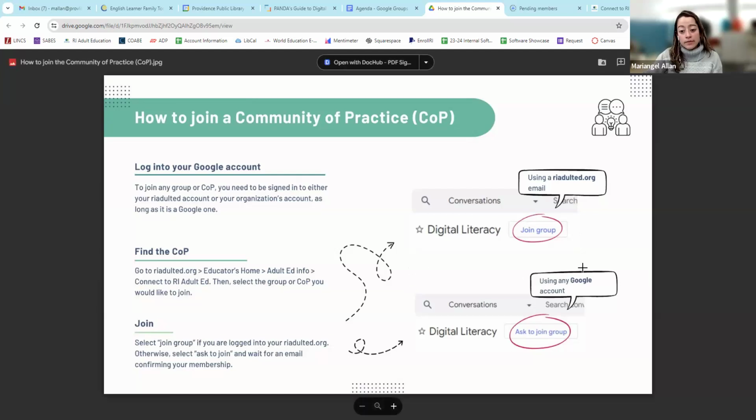Now, if you use any other Google account, like just happened to Cheryl, you will see "ask to join group." Then same thing, you will select that and ask to join the group. That is when it will send me a notification and I will have to approve or accept your subscription. So that's the difference between using your Adult Ed account or any other Google account. But the way to join is the same.